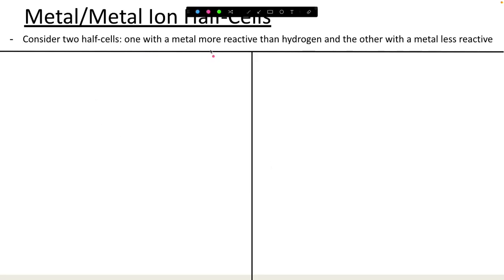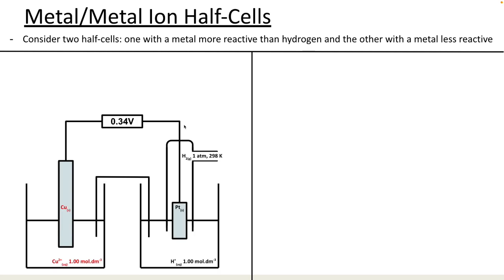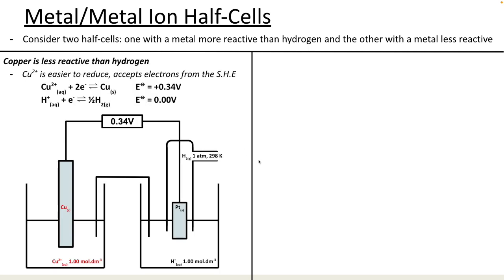Let's consider 2 of them. One with a metal that's more reactive than hydrogen, and the other with a metal that is less reactive, because this is going to dictate which one undergoes reduction and which one undergoes oxidation. So let's have a look at connecting our copper half cell. So we've got the copper metal and the copper ion, and let's attach that to our standard hydrogen electrode. Remember all our little features. We've got the salt bridge to help maintain the neutrality of these solutions. We have our voltmeter so that we can actually get some values here.